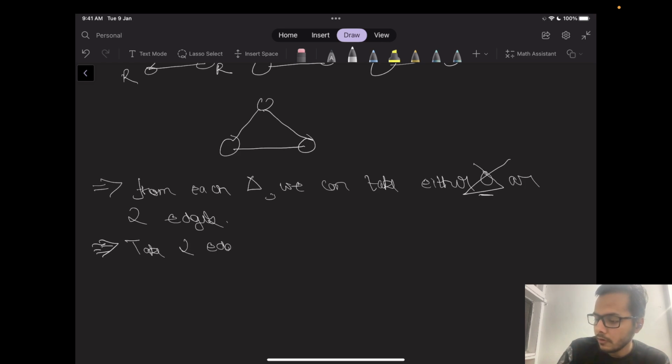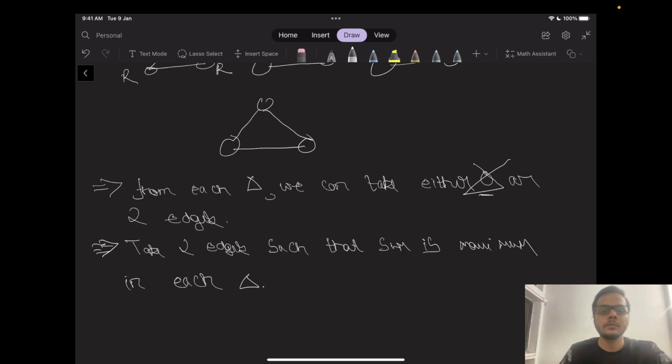Take two edges such that the sum is maximum in each triangle, right? So yeah, this is a very obvious strategy that you can use to maximize the sum of weights. But a question arises whether it is actually possible to take all these two edges from every triangle and also make sure that we take exactly n by 2 blue nodes and exactly n by 2 red nodes. Is it even possible? It turns out it is actually possible.